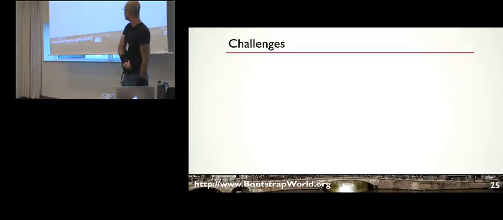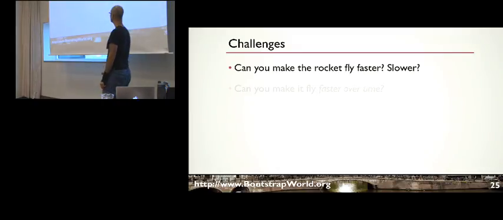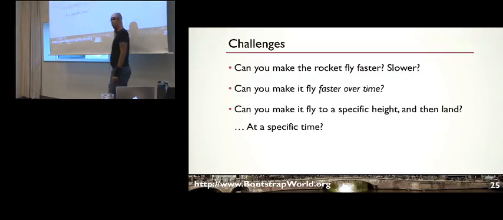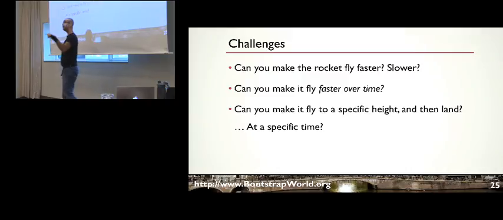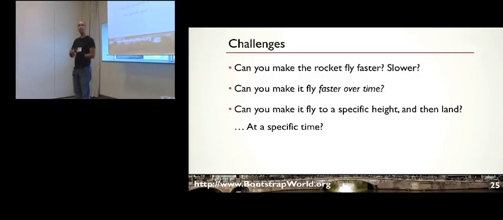As a teacher, you can give kids challenges, because in any classroom, some kids finish faster than others. So if you finish quickly, make it fly faster or slower. Make it accelerate. Make it go to a specific height before landing. Make it go to a specific height and land at a specific time. Each of these are trivially simple, rich tasks to understand. They're easy constraints. But for students who may not be familiar, for example, with quadratics, this requires some deep thinking.